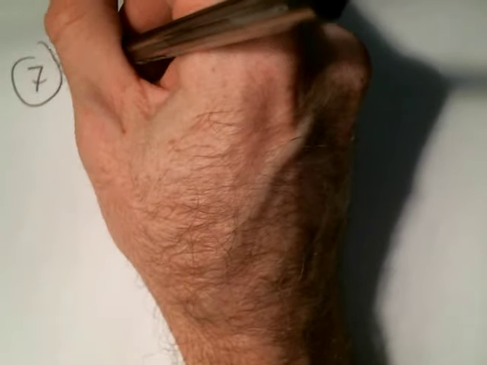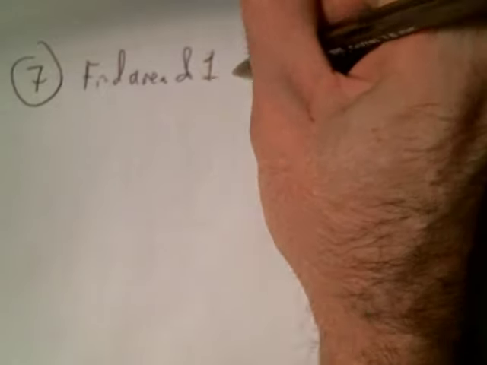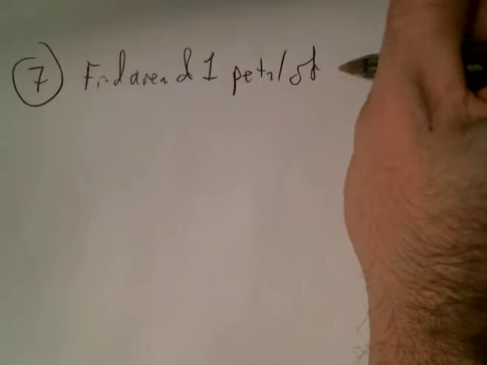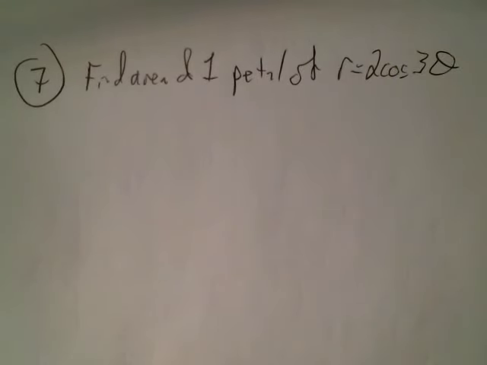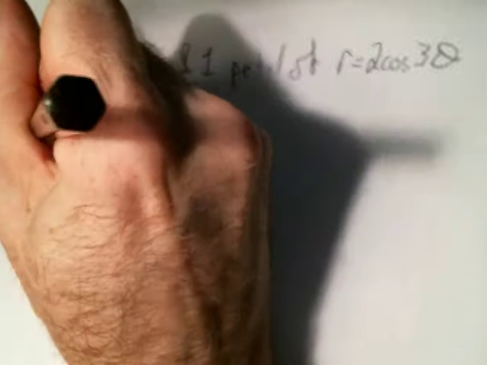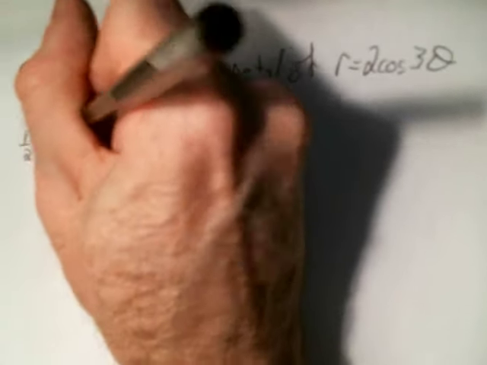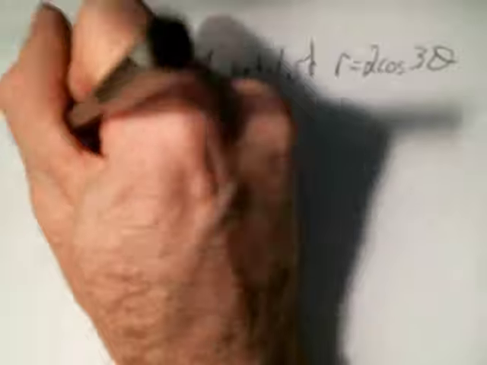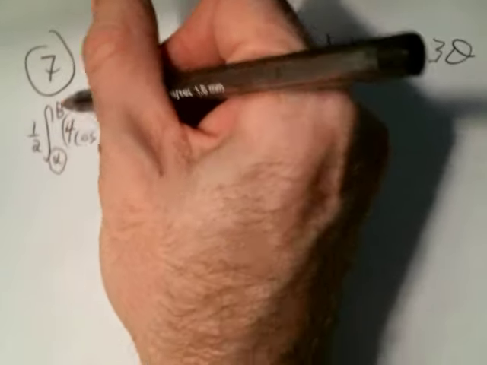First problem, number 7. We want to find the area of one petal of the given flower, r equals 2 cosine 3 theta. The easy part is just setting up the integral, right? The integral will be 1/2 from alpha to beta of 4 cosine squared 3 theta d theta. The hard part is figuring out the alpha and the beta.